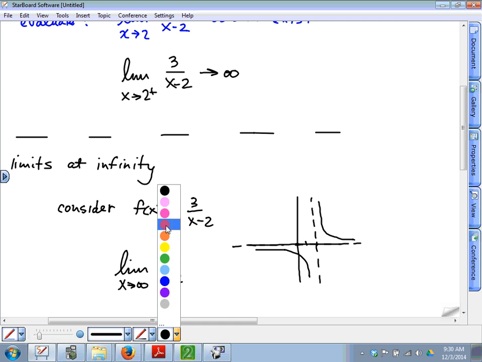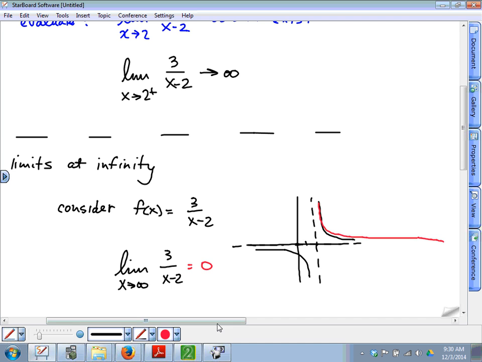So we're traveling along the graph now, and we're traveling out to positive infinity. Where is f of x heading? Towards 0. Okay. So we would say that the limit, it has a lot to do with the horizontal asymptote here. The limit as x approaches infinity of that is 0. Okay. This is talking about the end behavior, essentially.